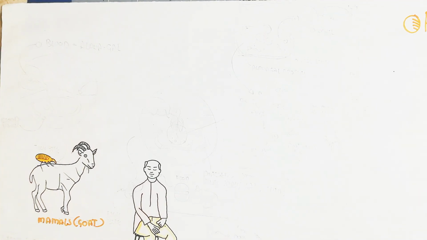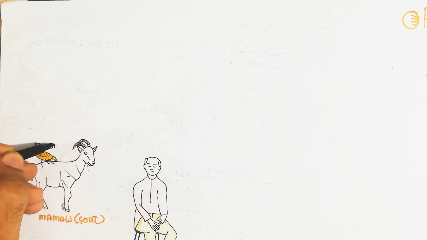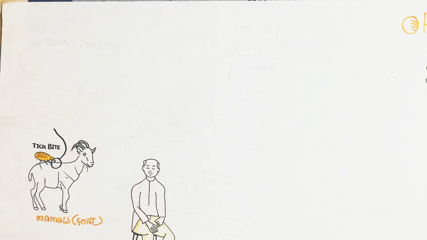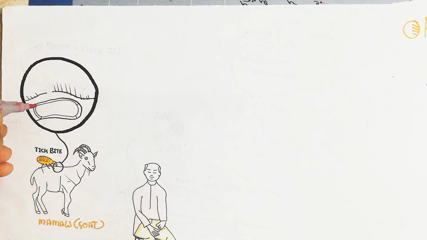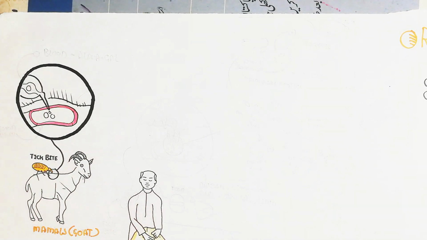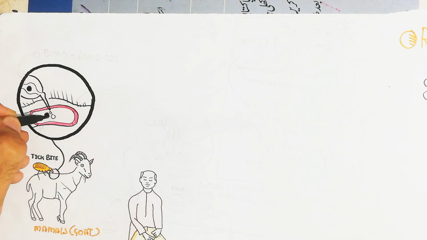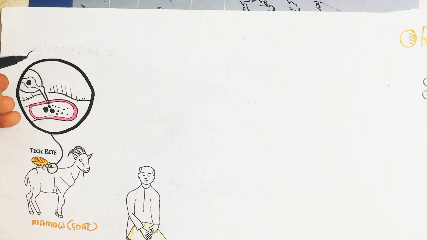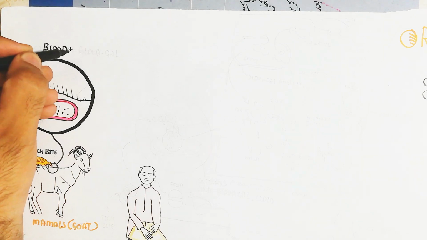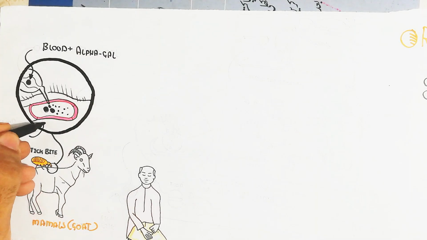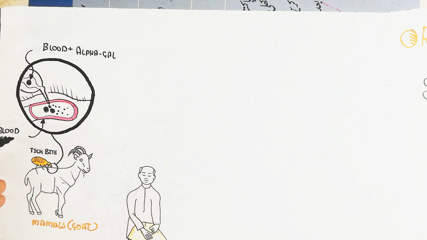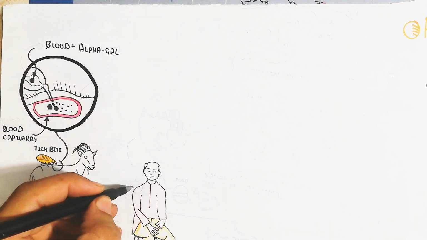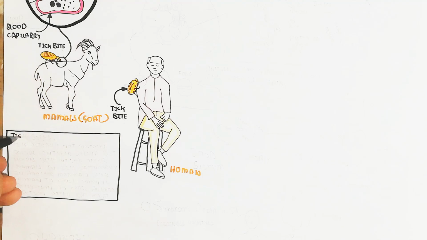After that, it will often attack a human. When it attacks a human, what will happen? That we will understand. This is the tick bite, and it will suck the blood plus alpha gal. Here is the blood capillary below the skin of the mammal.